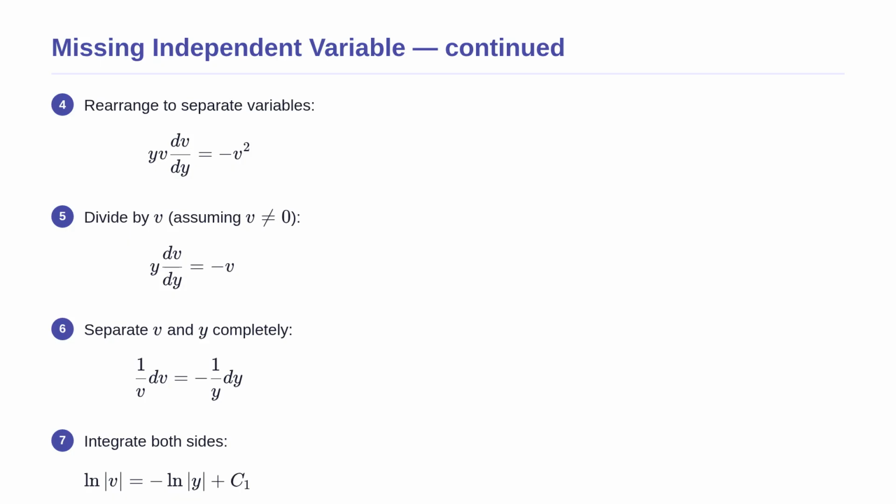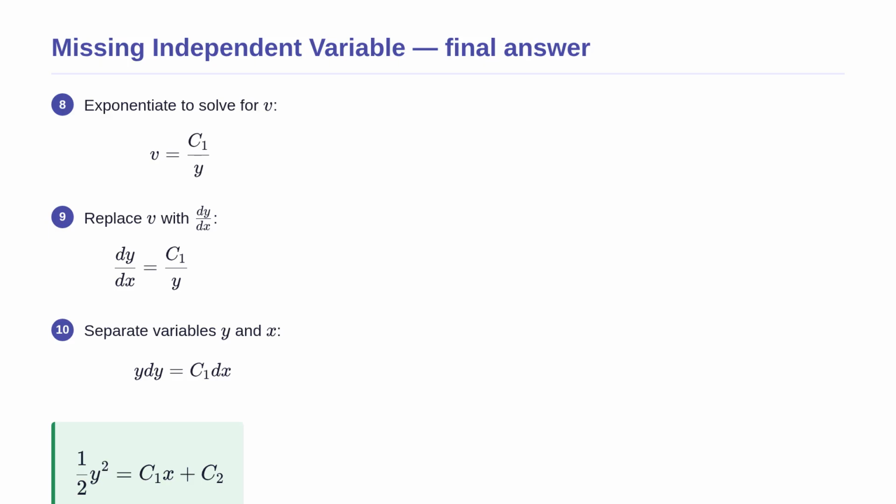We place an integral sign on both sides, which results in standard natural logarithm functions, plus our first constant of integration. Let us find the final answer for this example. We exponentiate both sides to remove the natural logarithms. The negative sign in front of the logarithm of y means that y moves to the denominator, giving us v equals c1 divided by y.